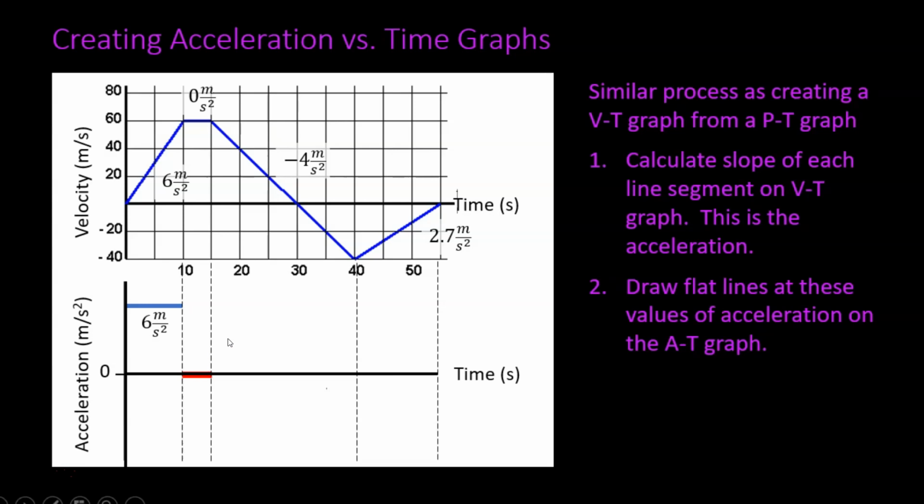In our next time interval, from 15 seconds to 40 seconds, we're going to draw the flat line at negative 4 meters per second squared. In our last interval, from 40 to 55 seconds, we're going to draw the line in the positive region at an acceleration of 2.7 meters per second squared. This is how you create an acceleration versus time graph from a velocity versus time graph.